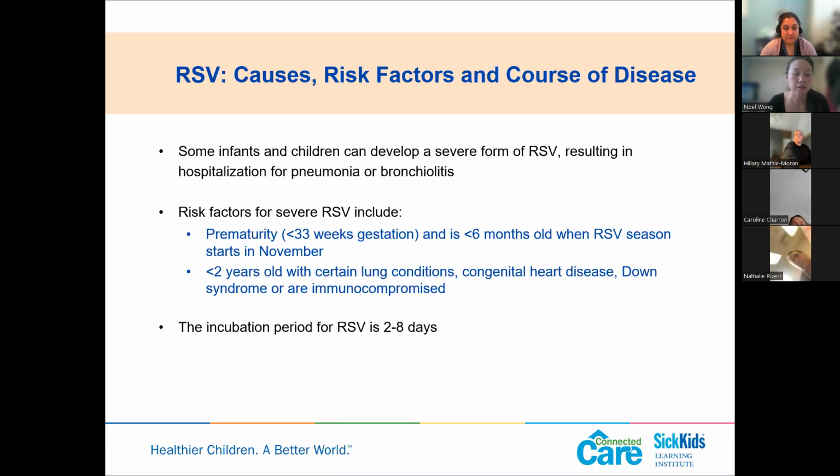The risk factors for severe cases of RSV would be prematurity under 33 weeks of gestation, and being under 6 months old during RSV season, which is right now. We're currently in RSV season, typically from November to April. Additional risk factors would be being under 2 years of age with lung conditions, congenital heart disease, Down syndrome, or otherwise immunocompromised. And the incubation period for RSV is usually about 2 to 8 days.